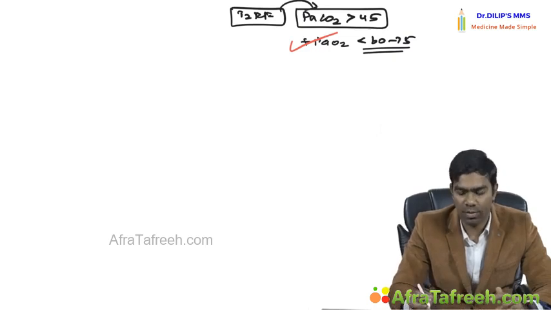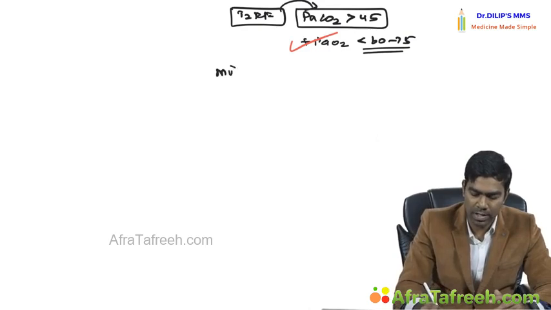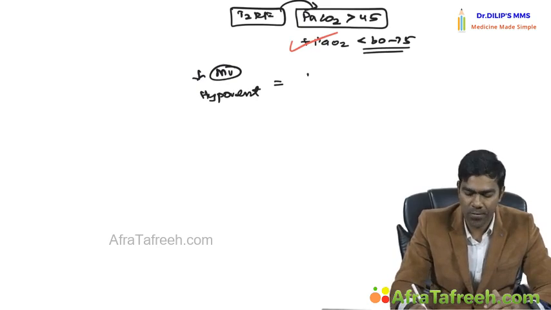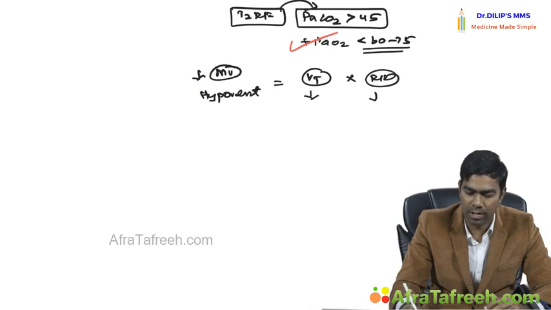So why is your PaCO2 increasing? Because of poor ventilation, which means your minute ventilation is decreasing. That is what we refer to as hypoventilation. And the reasons for your minute ventilation to decline may be either a reduction in the tidal volume or a reduction in the respiratory rate.